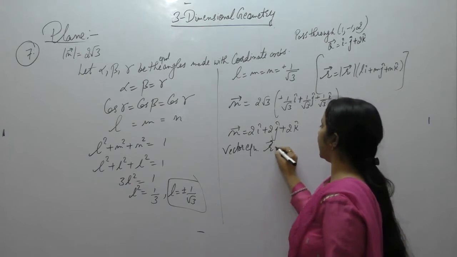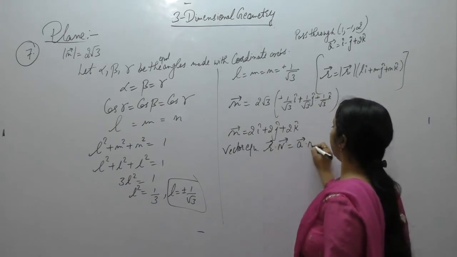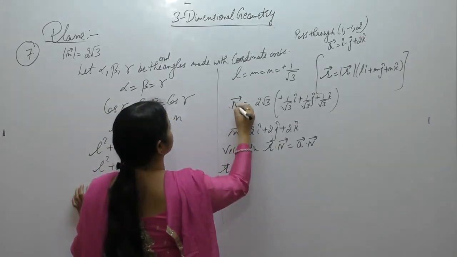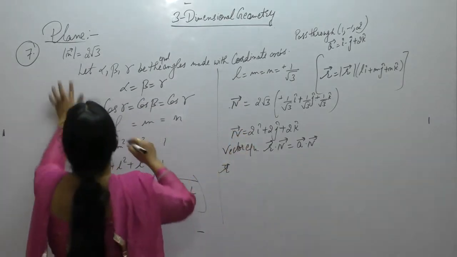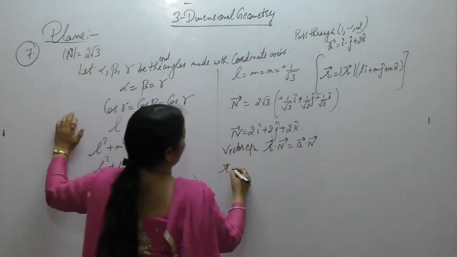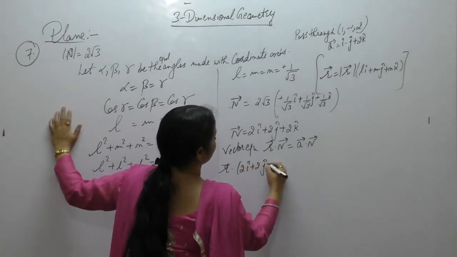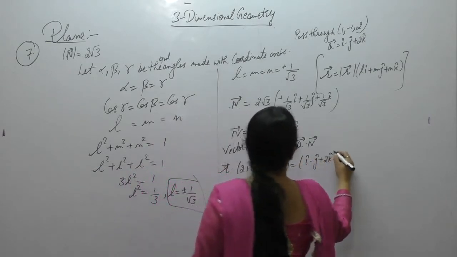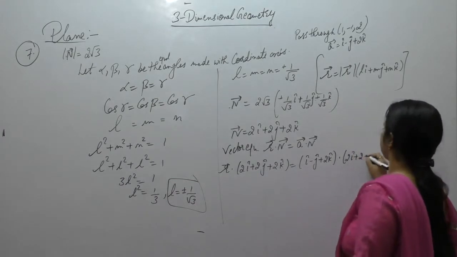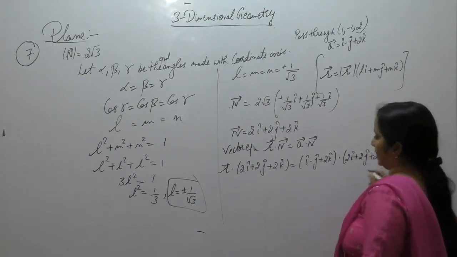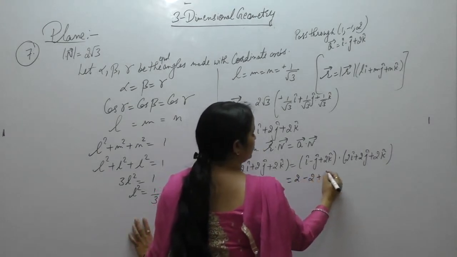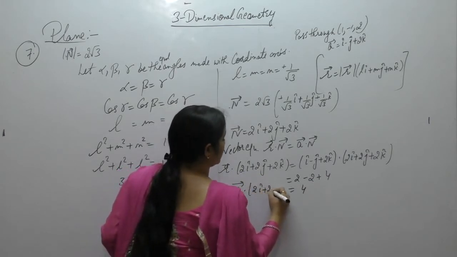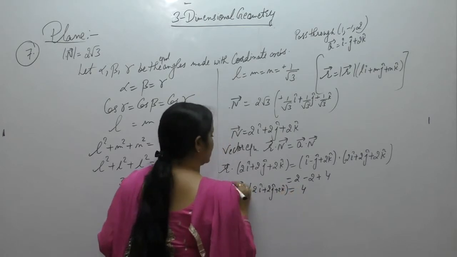Vector equation is r dot n equals a dot n. So n vector we have 2i plus 2j plus 2k. r dot 2i plus 2j plus 2k equals i minus j plus 2k dot 2i plus 2j plus 2k. 1 into 2 minus 1 into 2 plus 2 into 2. So we get the vector equation as r vector dot 2i plus 2j plus 2k equals 4.